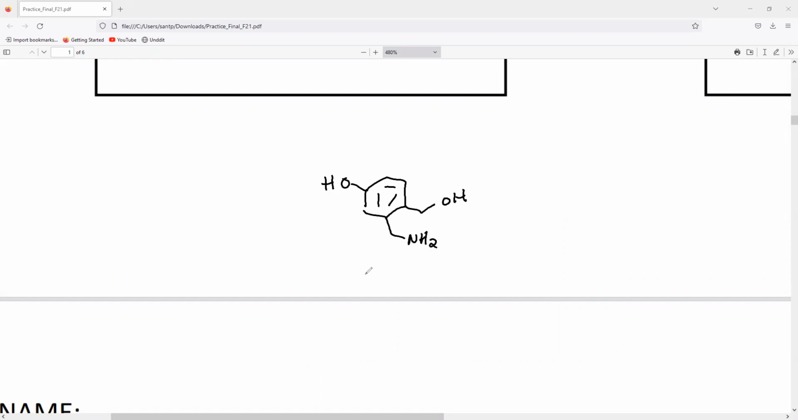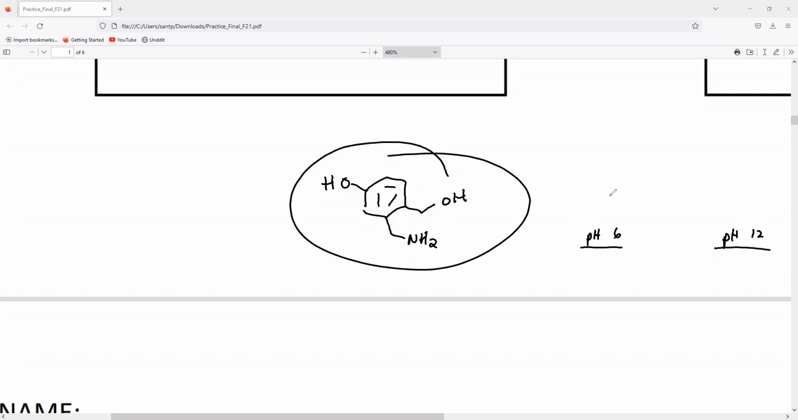And so you guys were asked to draw the form that's dominant at pH 6 and then the form that's dominant at a pH of something really high. I think it was like 11 or 12. I'll just put 12. So given a molecule, you're just asked what is the charge state, or the ionization state, of the molecule at those pHs.